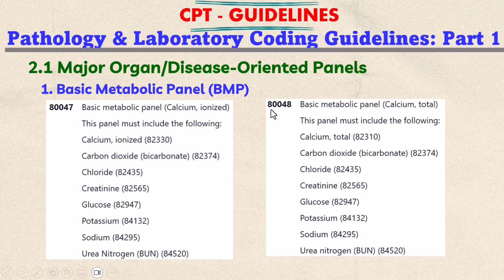On the other hand, 80048 is the basic metabolic panel with calcium total. This is calcium ionized, this is calcium total. The panel must include the following, the same items here. So it should include all the items listed here.